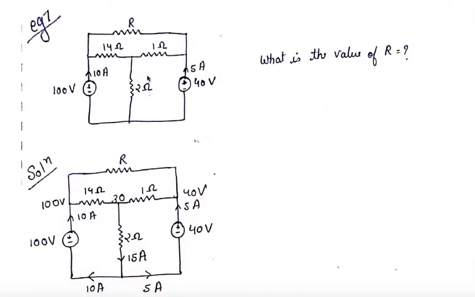Now next example is, what is the value of R? So R is the resistor in this circuit, and we have to find the value of R. So in this circuit we are seeing that there are two voltage sources, 100 volt and 40 volt, and the current flowing through these two branches is 10 ampere and 5 ampere.